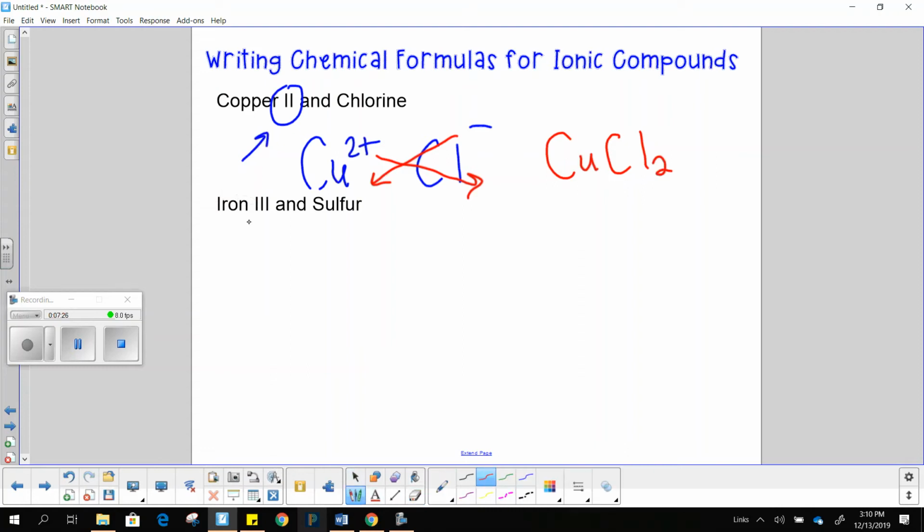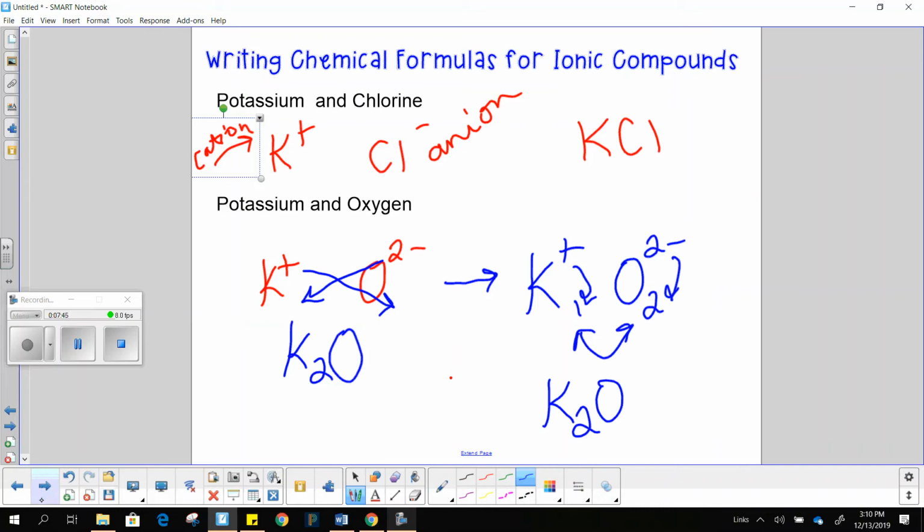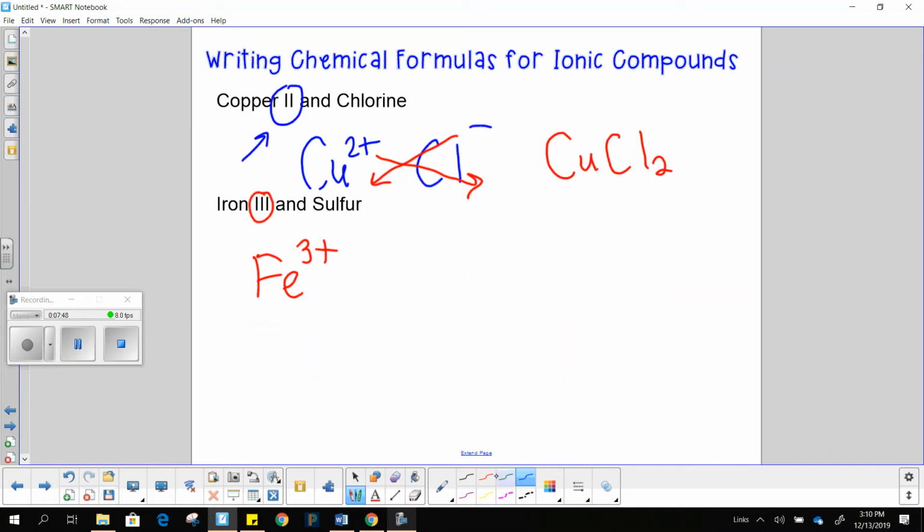Okay, so next up we're looking at iron 3. So again, that 3 is telling me that iron has a 3 positive charge. And then sulfur. If you came back over here and looked at your periodic table, sulfur is here. So I know it's a 2 negative charge. And if I come back over here and we write it out, now I've got some numbers to crisscross and switch. So when I do switch them and crisscross them down, I end up with Fe2S3.